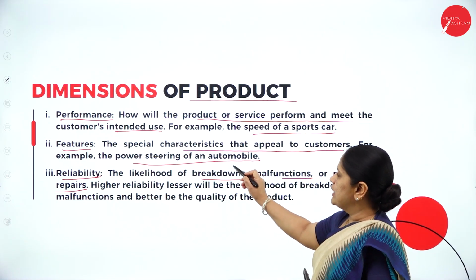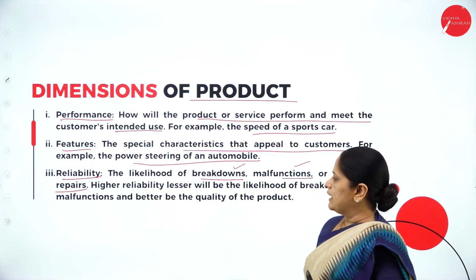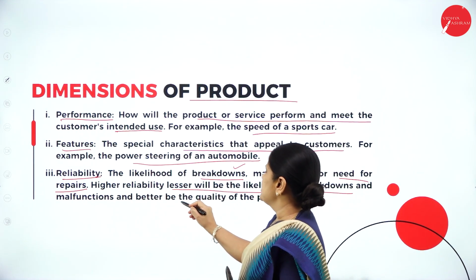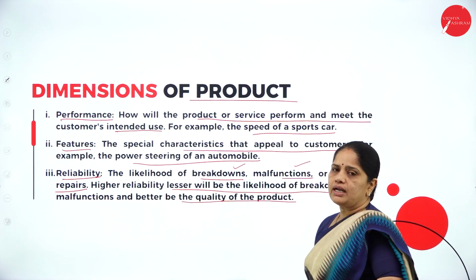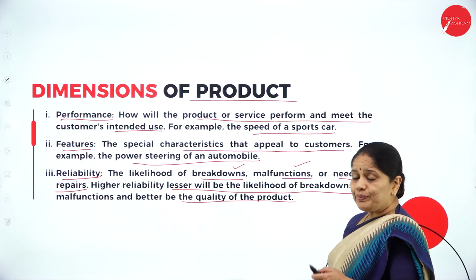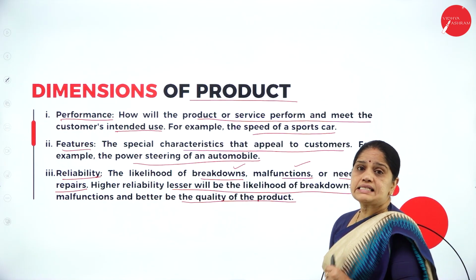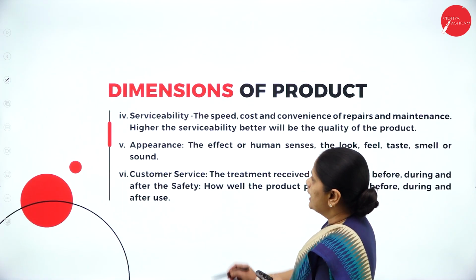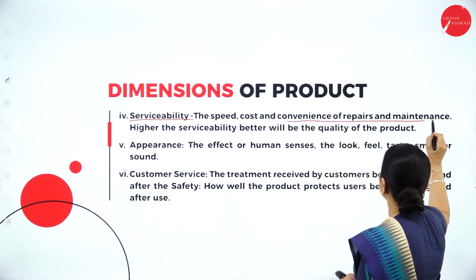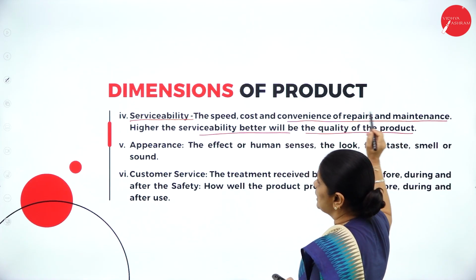So what are the times at which there is a breakdown, or what is the malfunction or need for repairs? The higher the reliability, the lesser the likelihood of breakdowns and malfunctions, and the better the quality of the product. So to be reliable, the product should have fewer breakdowns, fewer malfunctions and less need for repairs. Then the next dimension of the product is serviceability: the speed, cost and convenience of repairs and maintenance. The higher the serviceability, the better the quality of the product.